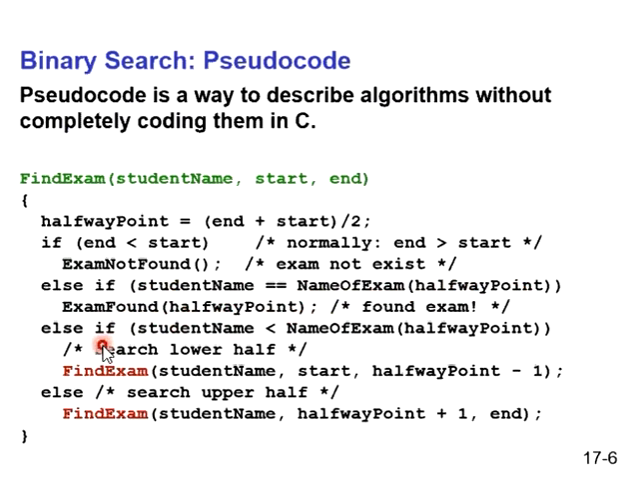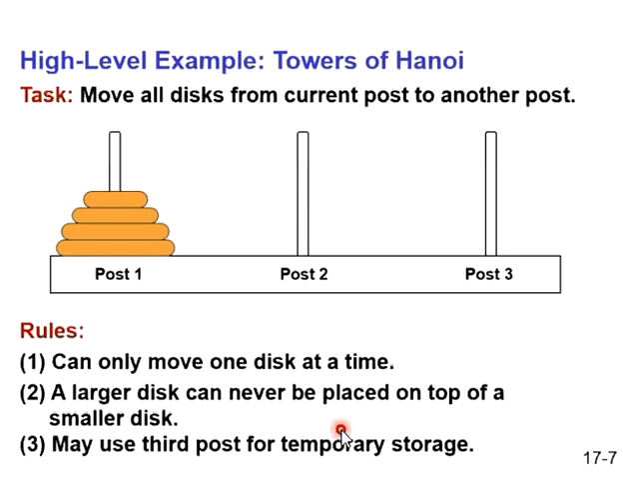But otherwise, else if the student name is less than the name of the exam at the halfway point, so we have to search the lower part, okay? So at that time, we call the function for exam with student name, start and halfway point minus 1. Else we call the function, but we have to search in the upper half.